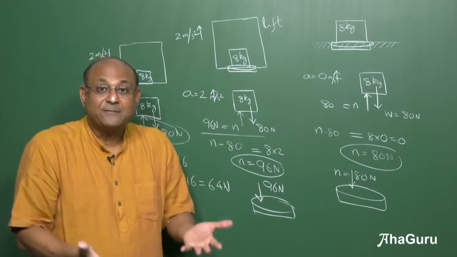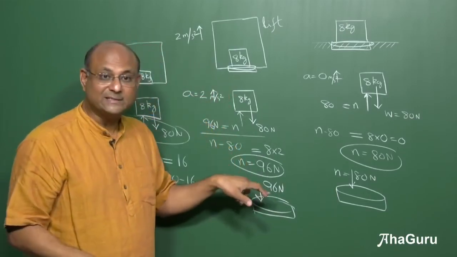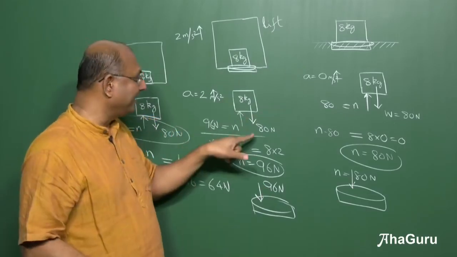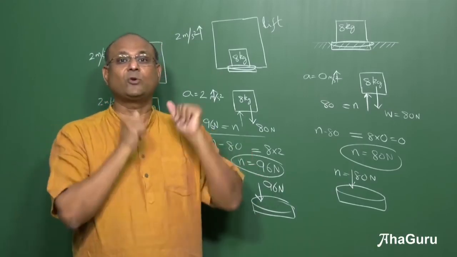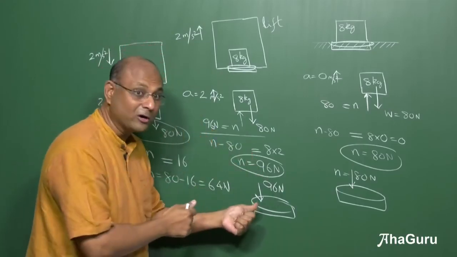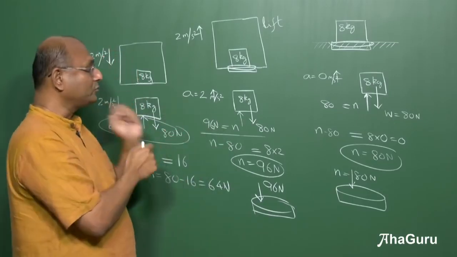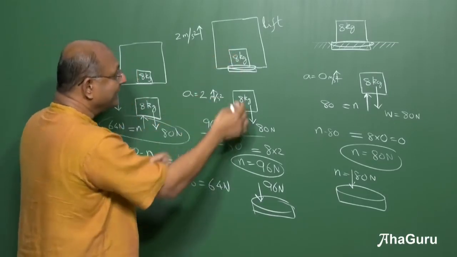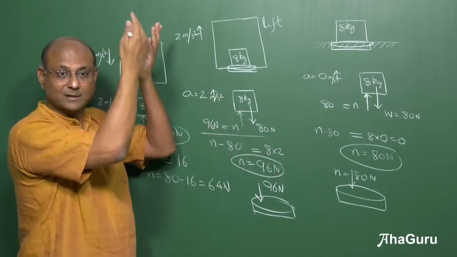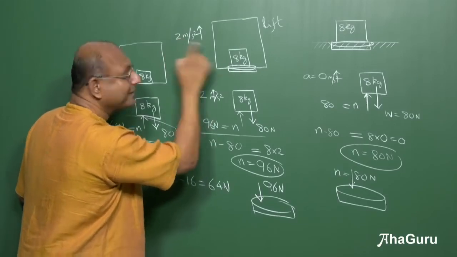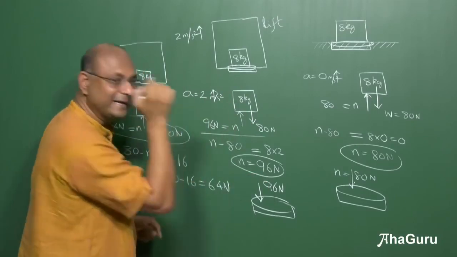So when the lift is going up, your apparent weight has become 96. Apparent weight does not mean your real weight. This is your real weight. Apparent weight is what the weighing machine is showing. But why is it showing more? Because the weighing machine has to push you more. Why does it have to push you more? Because not only does it have to compensate for the 80, it has to also take you up. So it has to exert 2 into 8, 16 more than 80. So 16 plus 80, 96.